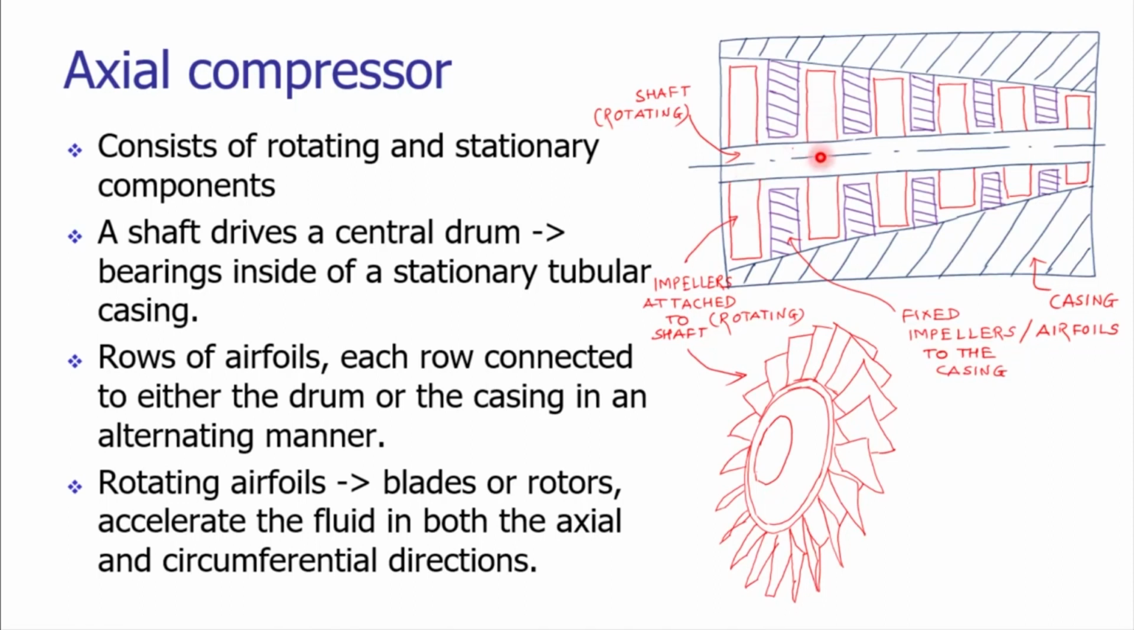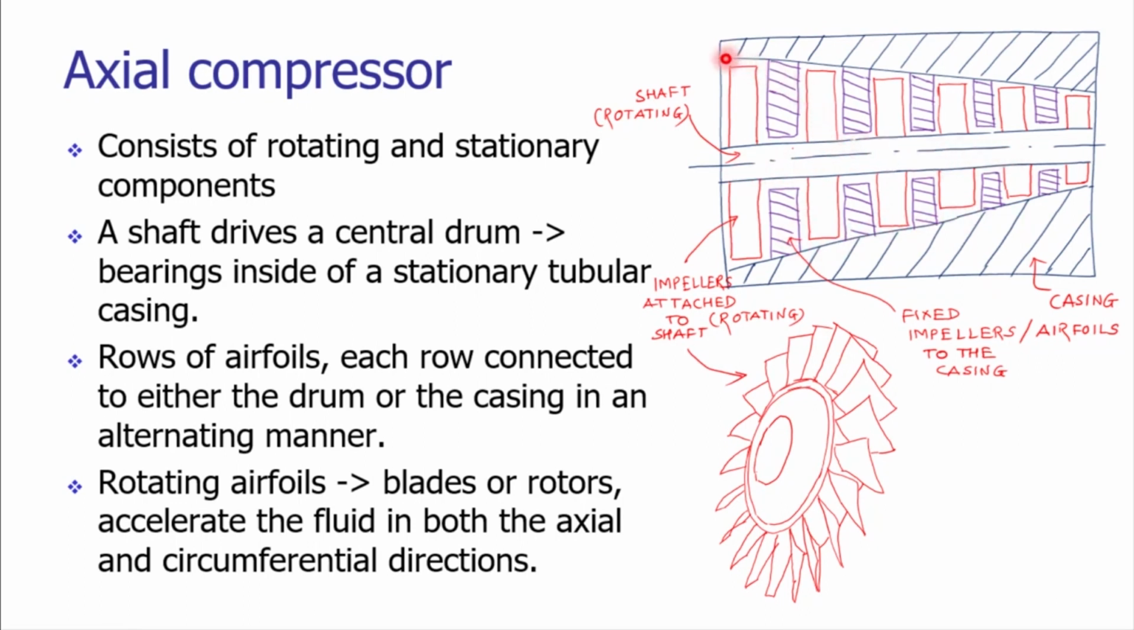These impellers are rotating along with the shaft. However, the purple color impellers are fixed to the casing. As the shaft is rotating, the airfoils are also rotating. So this is a typical shape of the airfoils which are there on the shaft. The blades or the rotors accelerate the fluid which is coming inside, both in the circumferential direction as well as in the axial direction.